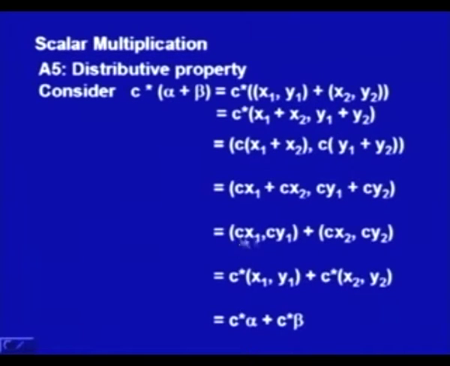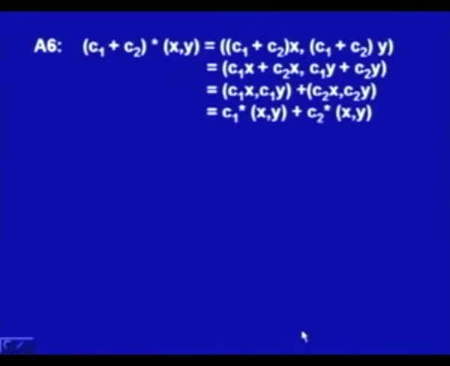Then this is nothing but (C x1, C y1) plus (C x2, C y2), and by definition of scalar multiplication we can say it is C star (x1, y1) plus C star (x2, y2). Finally, it is nothing but C star alpha plus C star beta. We started with C star alpha plus beta and finally arrived at this result, and this proves that scalar multiplication is distributive over vector addition. So, this is the next axiom. Then A6 means scalar addition star the vector (x, y).